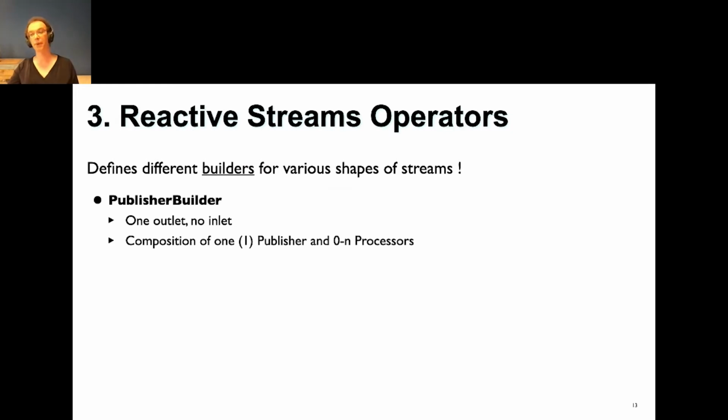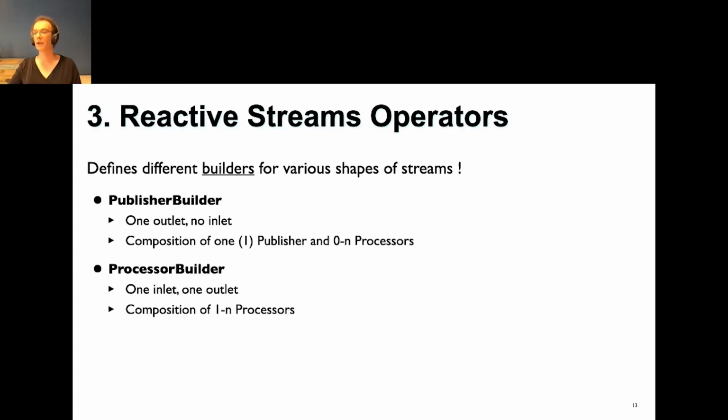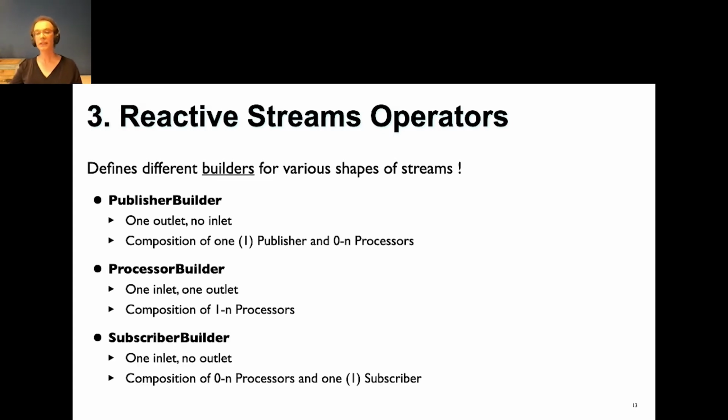So it has a publisher builder, which is a builder for a publisher. So it's a composition of 1 publisher and 0 or more processors. A processor builder has 1 inlet and 1 outlet. So it's a thing that can manipulate messages. And you can compose multiple processors, so either 1 or more. And the subscriber builder has 1 inlet and no outlet. So basically it's a composition of 0 or more processors, because you can still do things with the message that you originally had, and a subscriber that consumes the eventual message, right? That doesn't seem very complicated.